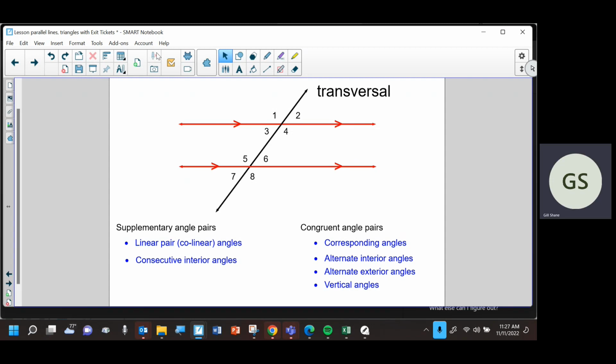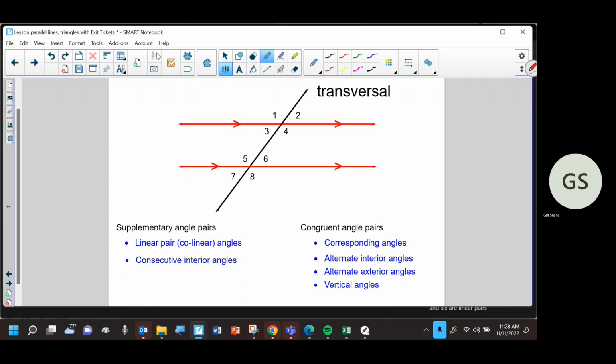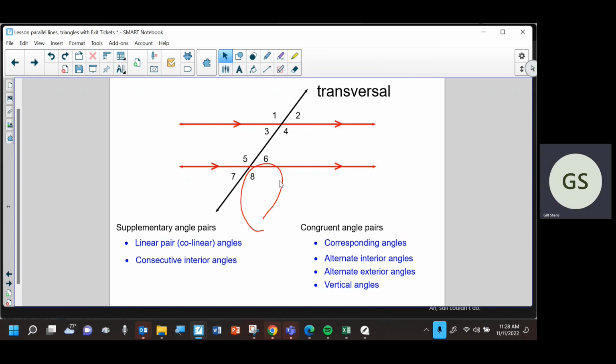It's easy to find the ones that are the same, but what else can I do? Kind of has to do with this, right? We say a linear pair is, they're on the same line. So 8 and 6 are linear pairs. They are on the same line right next to each other.